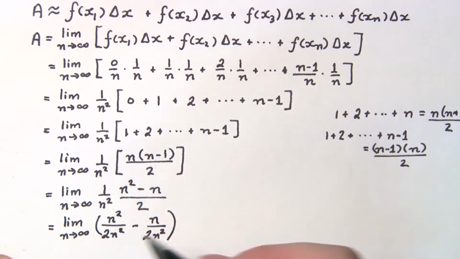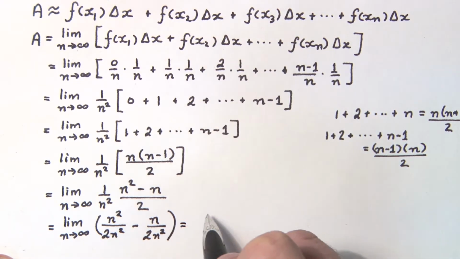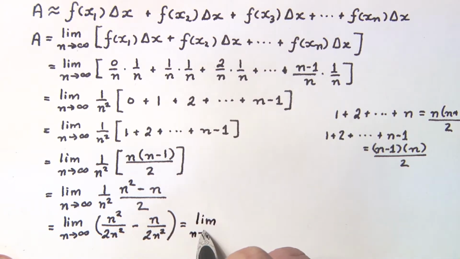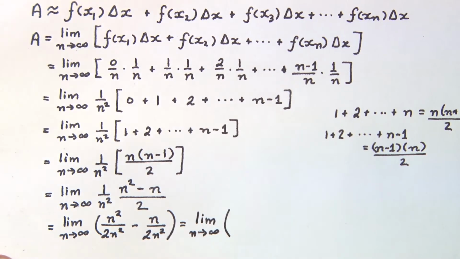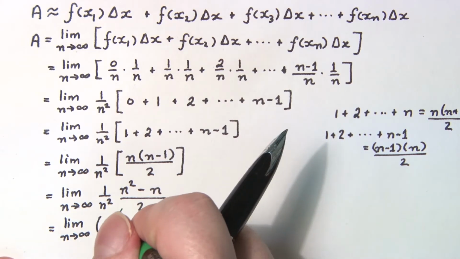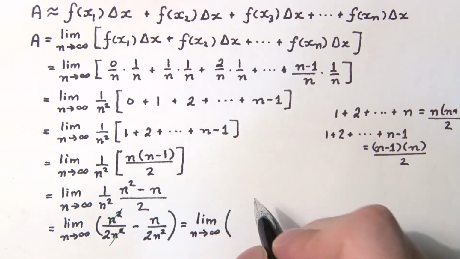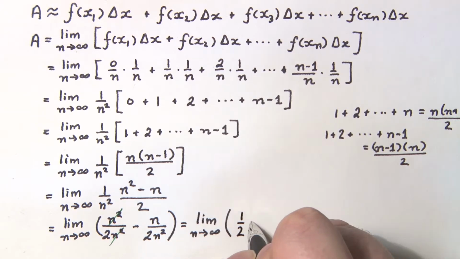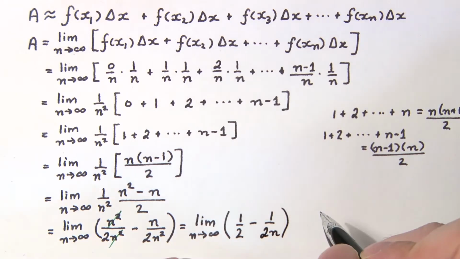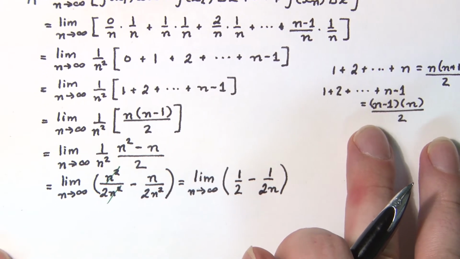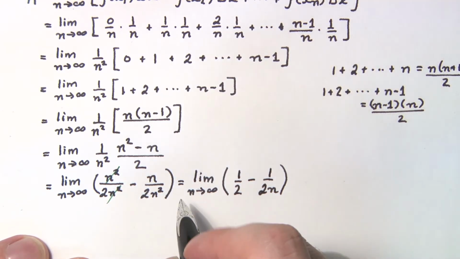Okay, so don't panic. We can definitely still do this. Okay, so the n squared divided by 2n squared, the n squareds cancel. So now I'm just left with 1/2 minus 1 over 2n. Okay. We're almost done.